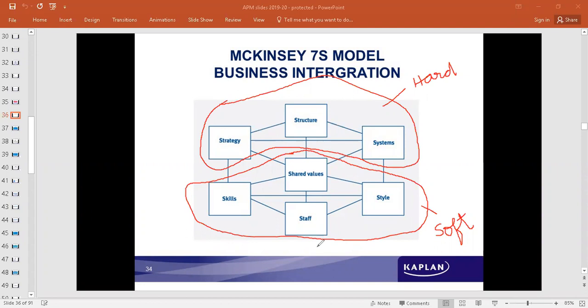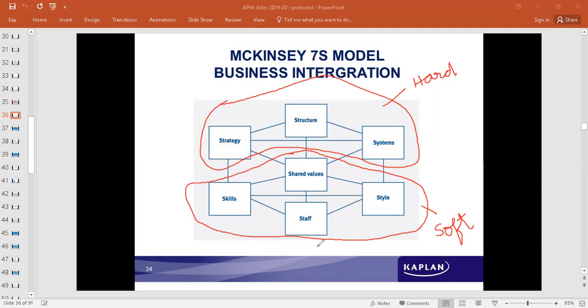The last one is style. What's the style of working? Is it a free environment, a democratic style, or are there rigid rules and regulations which have to be strictly followed? That kind of environment, that kind of style of working. So we need to understand all the 7 factors to understand what an organization is made up of.